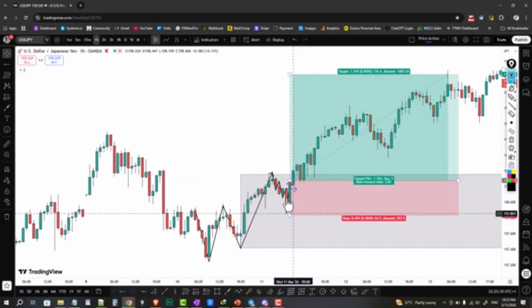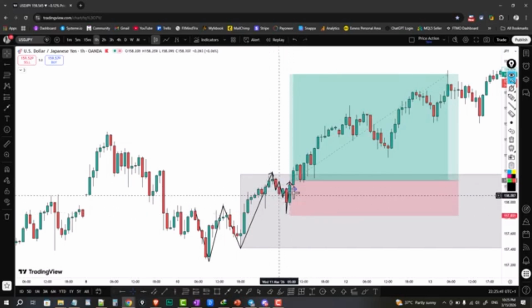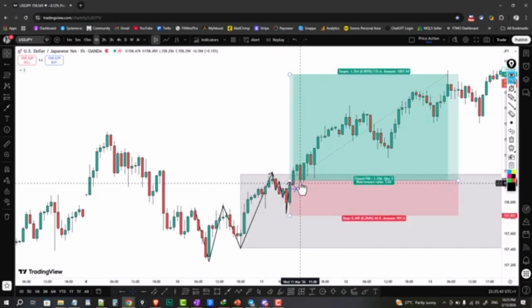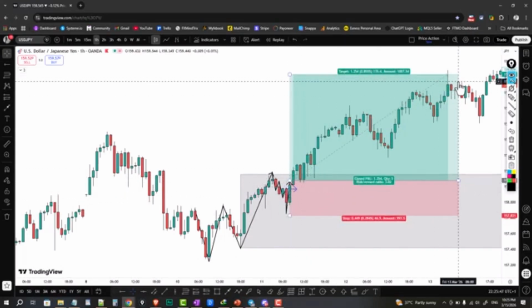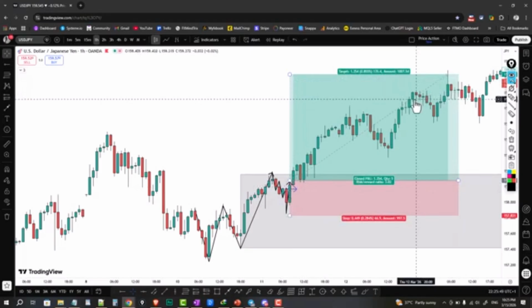And this pullback that we saw, which on the 1 hour chart is just a couple of candles going down, on the lower time frame was clearly the market structure of a downtrending market. And then when we had the change of character, we took that trade and look at what resulted. A clean 1:3 trade. So you can marry both of these techniques together.